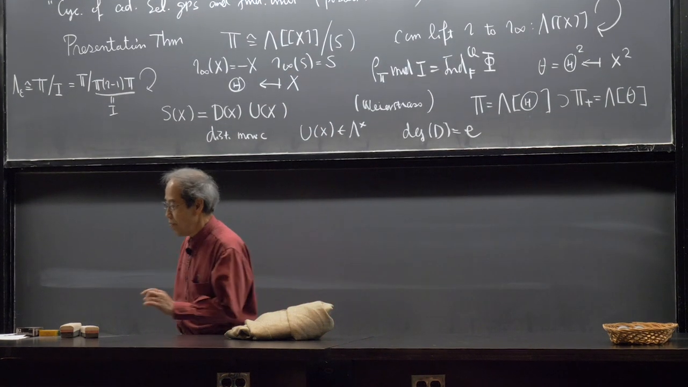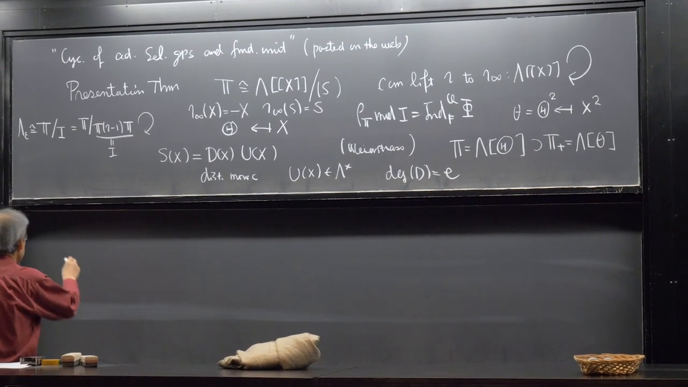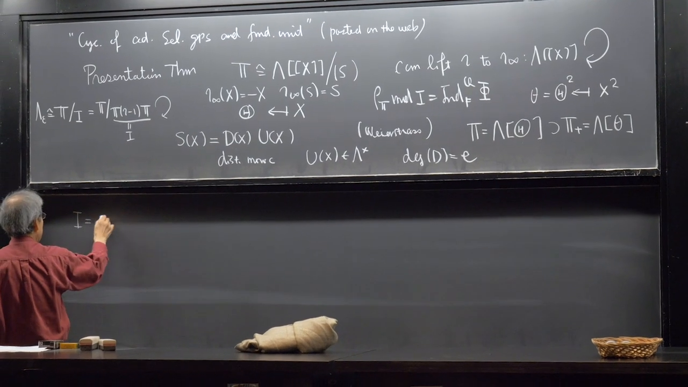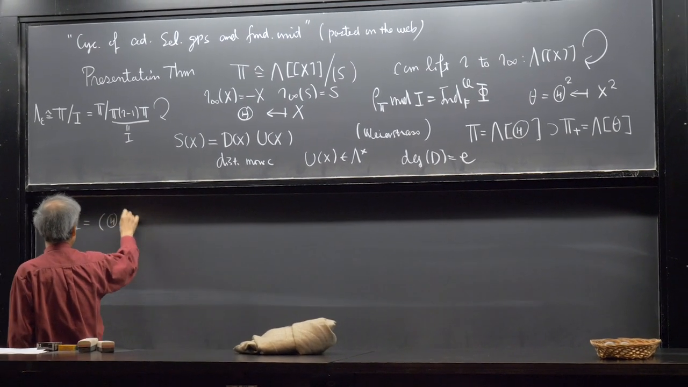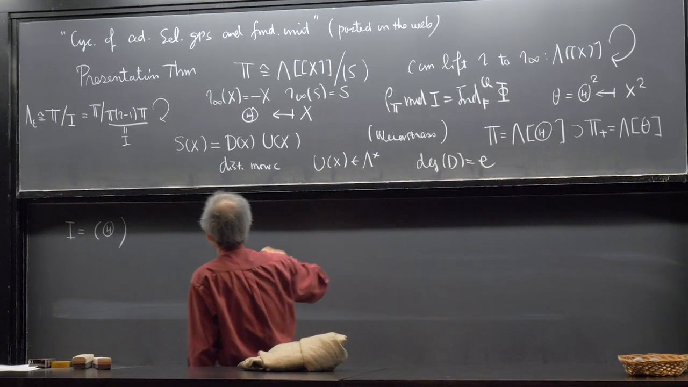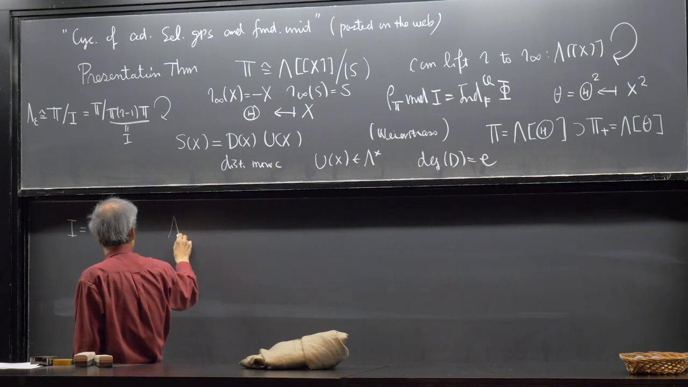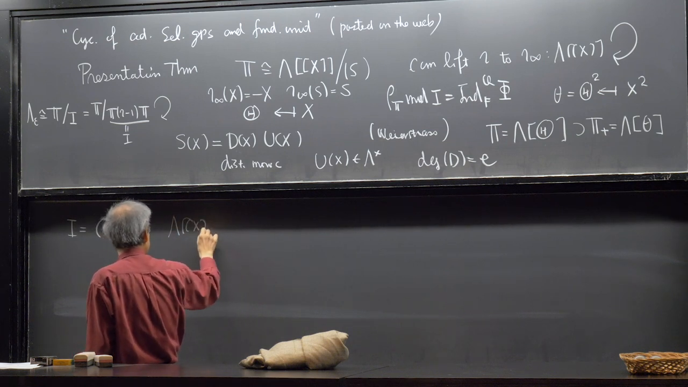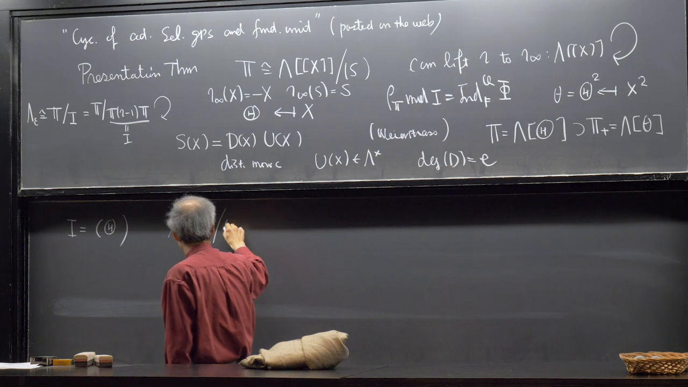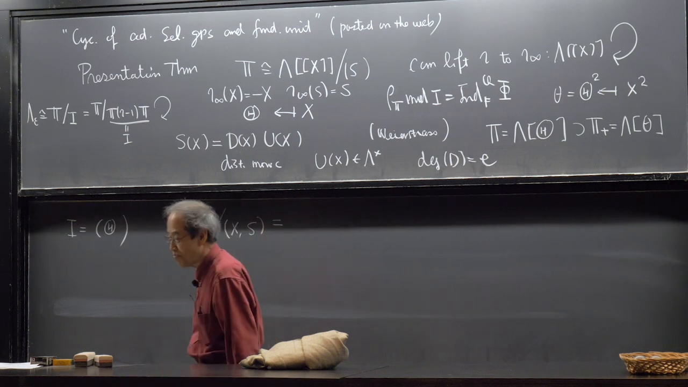All right. Then the I is therefore generated by capital theta, right? Because theta is the element on which iota acts by minus one. And therefore, lambda double bracket x modulo x and s is.